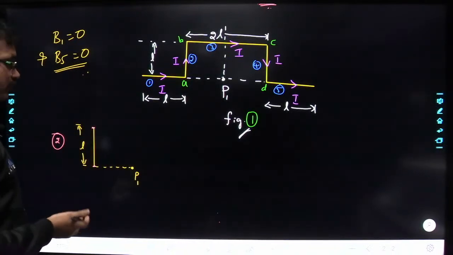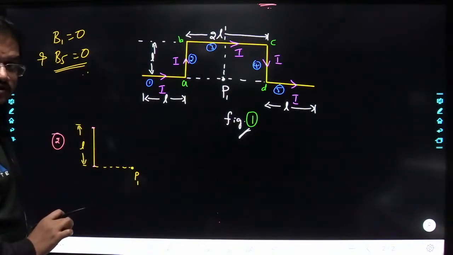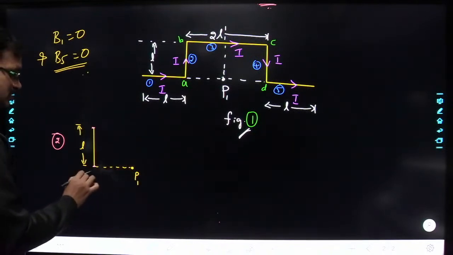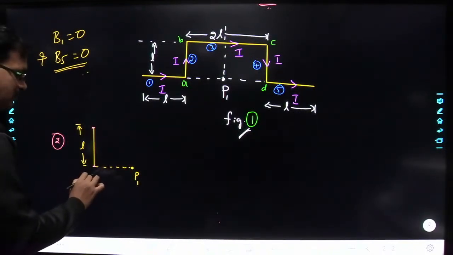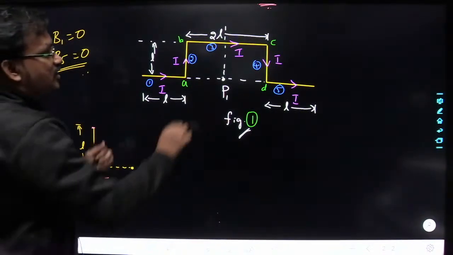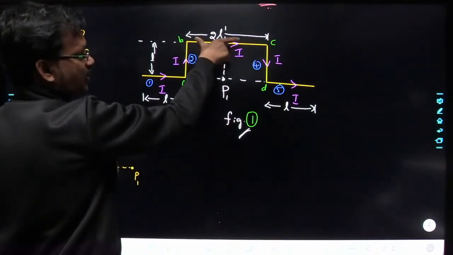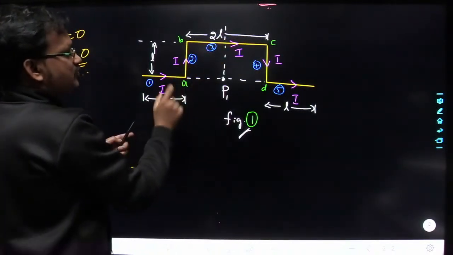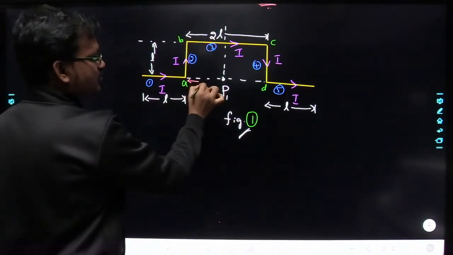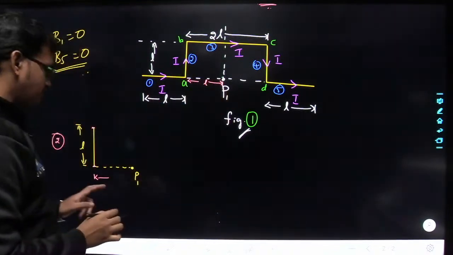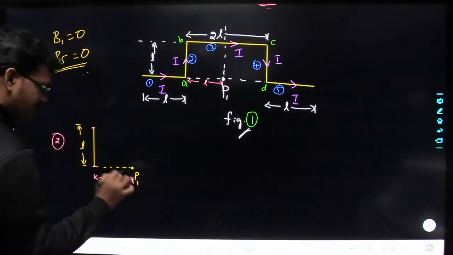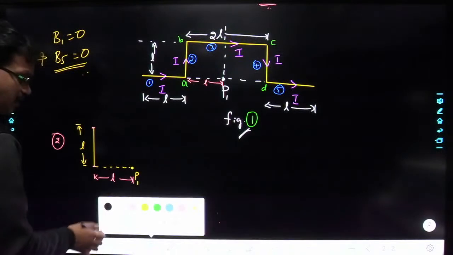Now we know that due to a current carrying wire of finite length, which is at some normal distance, let us say, what is the normal distance from the wire to this point P1? Tell me. See, this total length is 2L. So the distance from here to here is nothing but half of this 2L. Yes or no? So that distance must be L. So the normal distance is nothing but L. Now we have determined the normal distance.